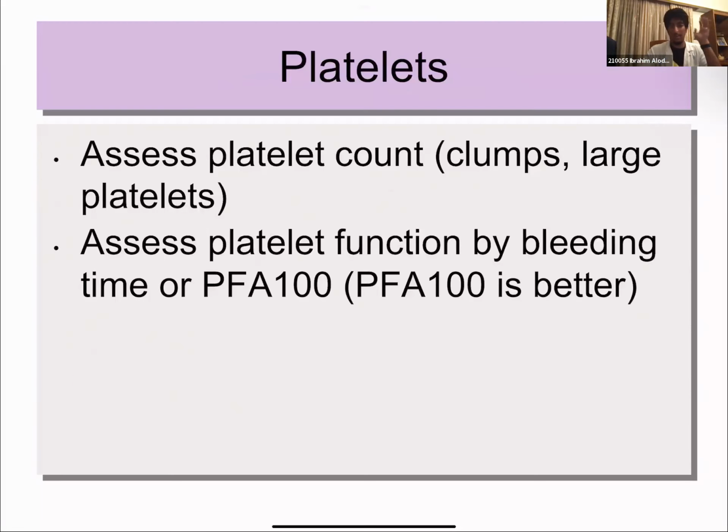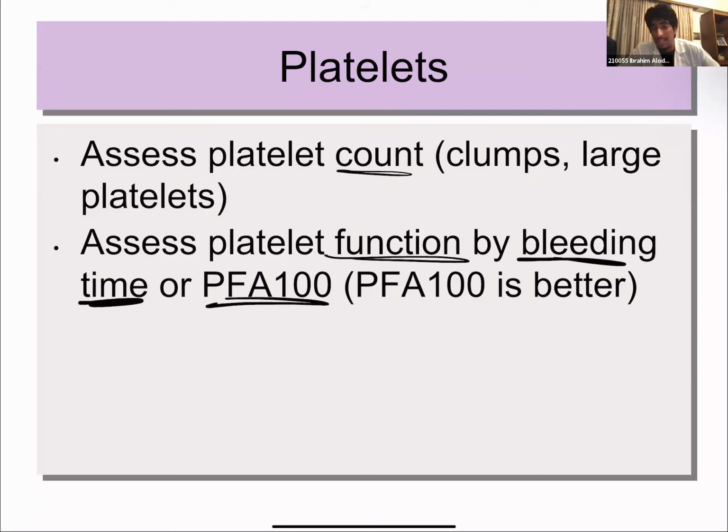So first, let's talk about platelets. The main characters of this entire thing. One of the main characters. The cast is huge for hemostasis. So we want to check the platelet count and we want to check the platelet function. And the way that we can check the platelet function is bleeding time or PFA 100. Bleeding time, if everything is normal, but there's bleeding, does that mean we have a problem in factor 13?